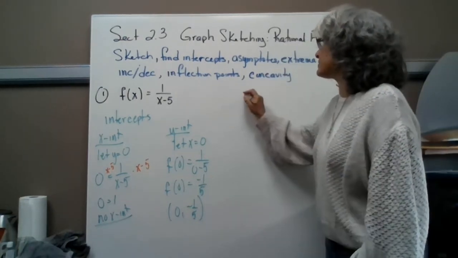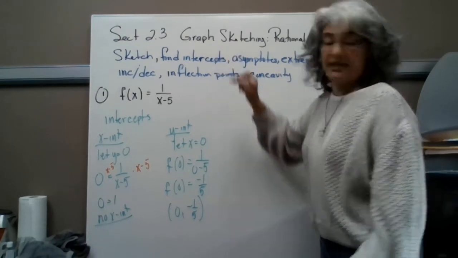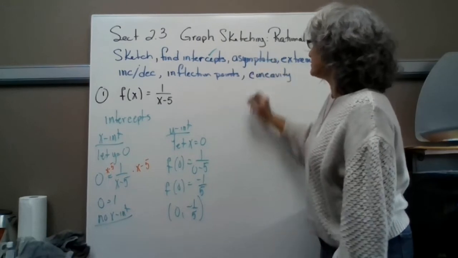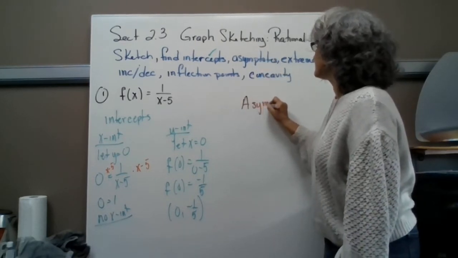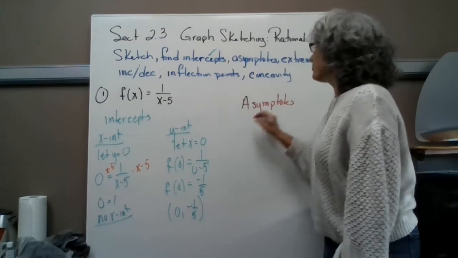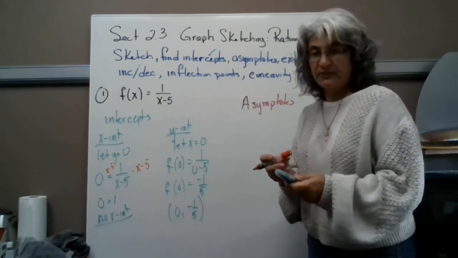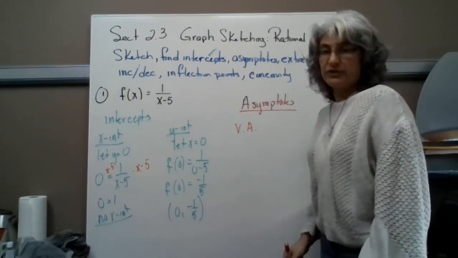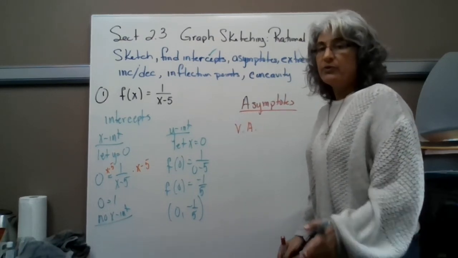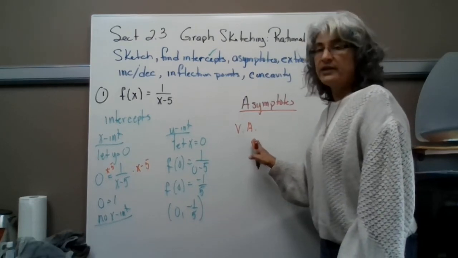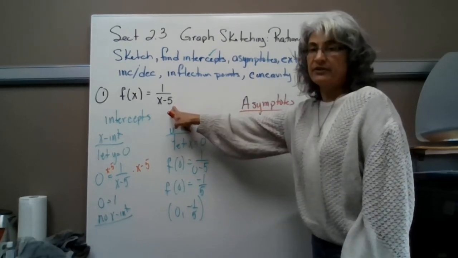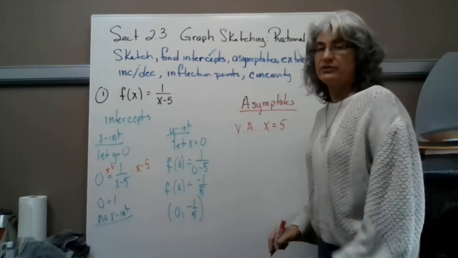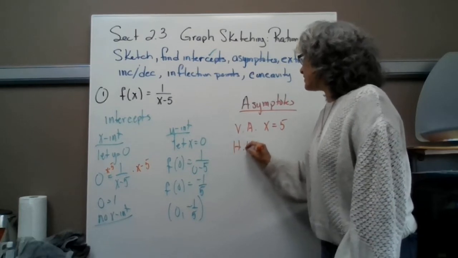Asymptotes is next on our list, right? So intercepts are done. Asymptotes. Remember, let's keep this in order, just like we discussed. The first asymptote we're going to find is the vertical asymptote, because it's the most important one. Remember, that is finding what number will make our denominator equal to 0. And in this case, that's going to be a positive 5. So I do have a vertical asymptote. Done.